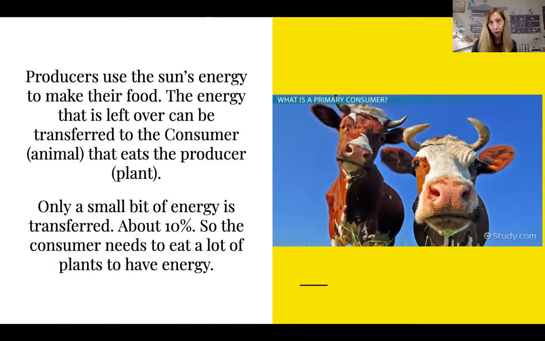Who's a consumer? Well, we are. Animals that eat plants are consumers. I have this lovely picture of cows here. Cows are a big consumer of plants, right? Cows are vegetarians. They eat nothing but plants. Only a small bit of energy is left over after the process of the plant making its own food, only about 10%. So consumers need to eat a lot of plants to have energy to live, right? Cows need to eat a lot of grass and hay and grains to have enough energy out of their food to keep their body functioning properly.